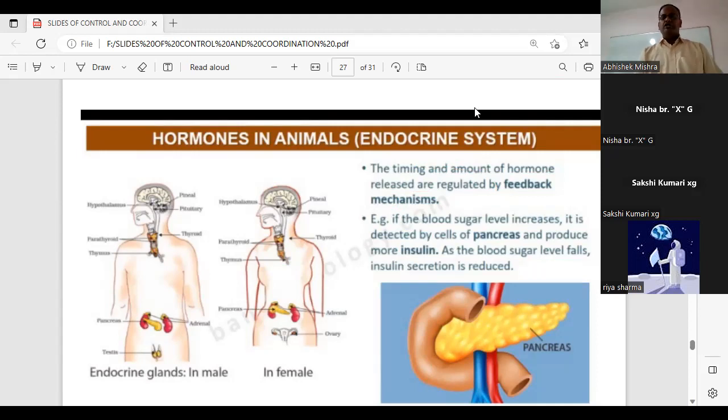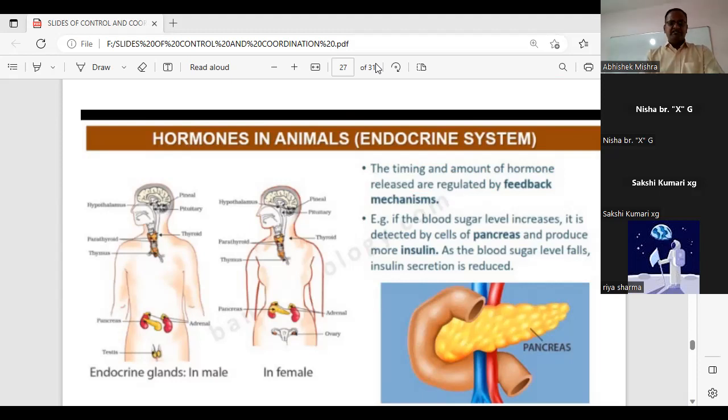Insulin controls it. If your blood sugar level is rising, who is producing insulin? The pancreas. The pancreas will automatically produce more and more insulin so that the blood sugar level falls down. And the moment your blood sugar level is normalized, the insulin secretion will also be reduced. Is it clear, Ria?